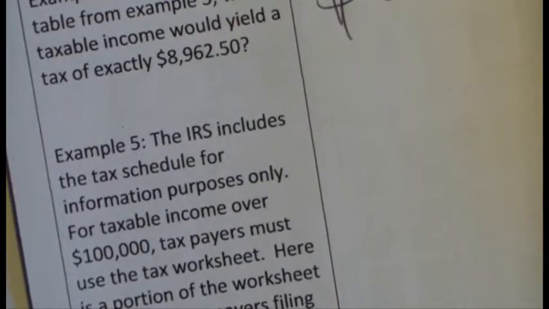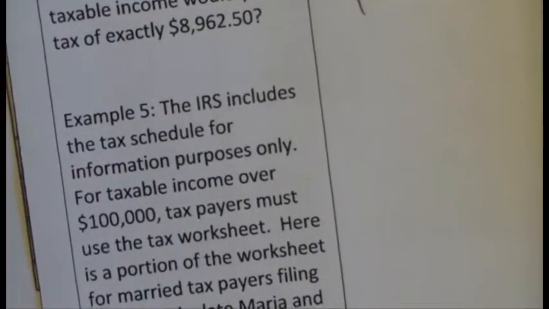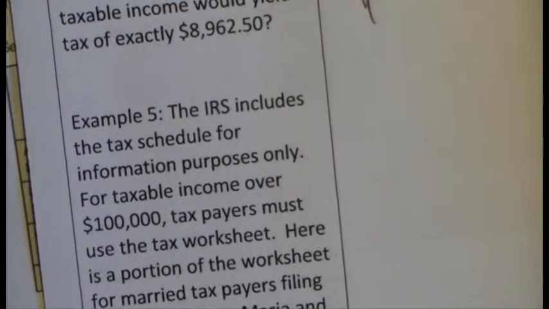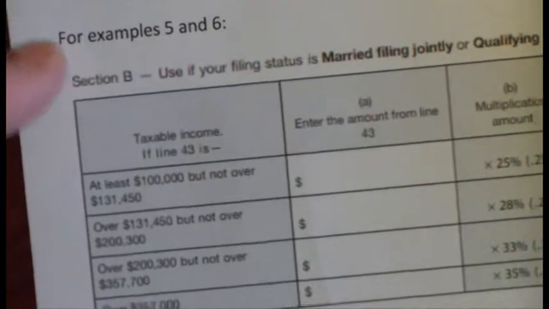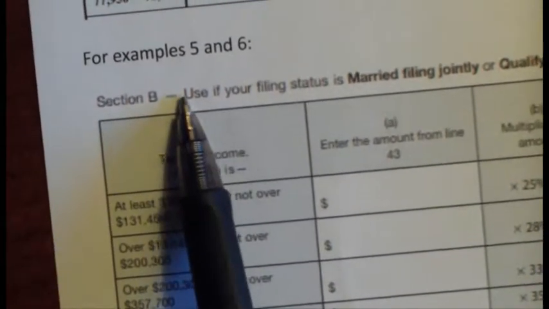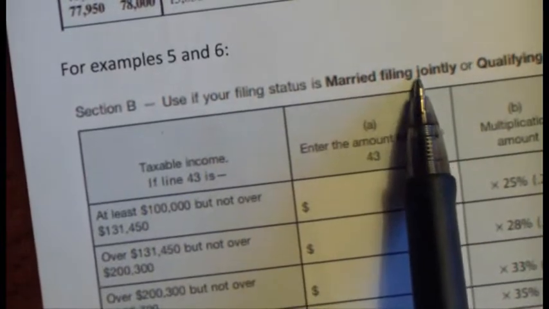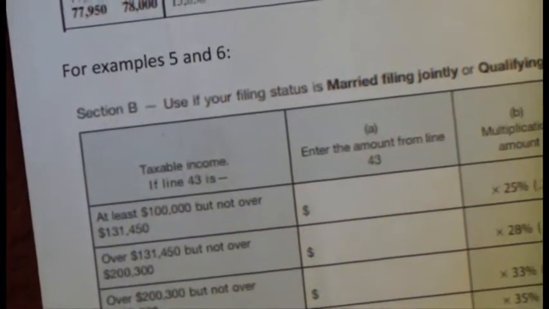Okay, so example 5. The IRS includes the tax schedule for information purposes only. For taxable income over $100,000, taxpayers must use the tax worksheet. Here is a portion of the worksheet right here, and we're going to use this to calculate Maria and Don's taxes from example 3. We're working with this tax worksheet, section B, which says use if your filing status is married filing jointly or qualifying widower.